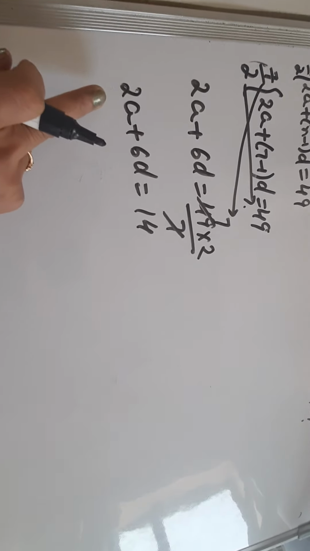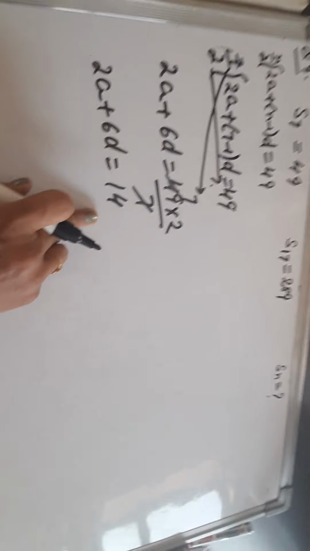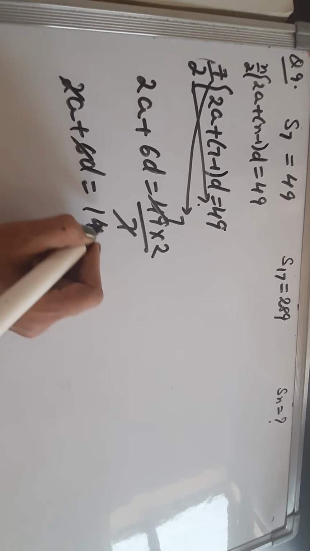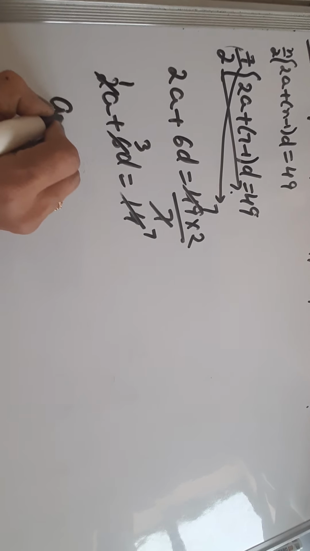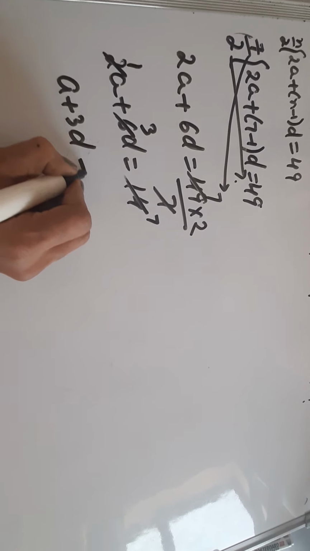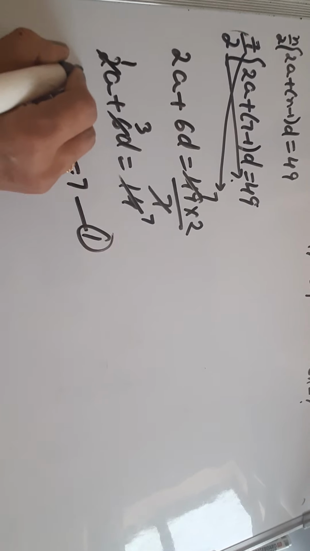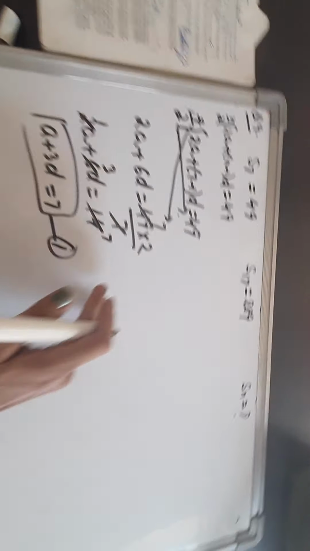2 7s are 14. But 2, 6, 14 all are multiples of 2. We can reduce them by 2. 2 1s are 2, 2 3s are 6, 2 7s are 14. So the new equation will be a plus 3d is equal to 7. This will be our first equation which we'll get from S7.